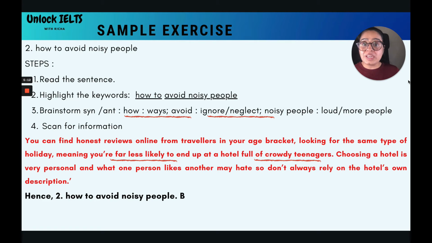And now we need to scan for the information. Clearly, after going through the keywords in the question, I have picked paragraph B. In the second line of the paragraph, it says, meaning you are far less likely to end up at a hotel full of rowdy teenagers. So clearly, our second sentence is the paraphrased version of the information given in paragraph B. Hence, the answer for the second sentence is B.